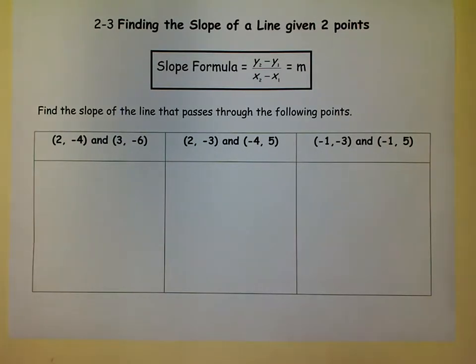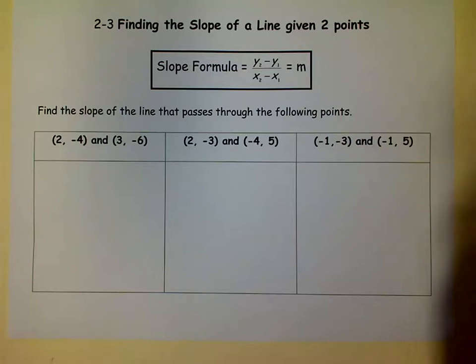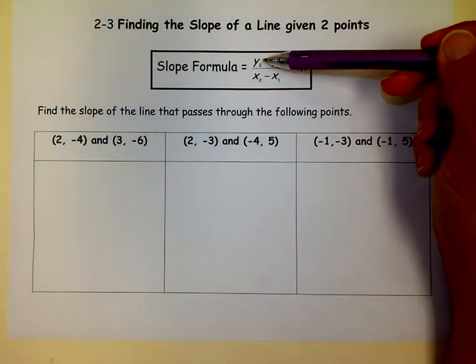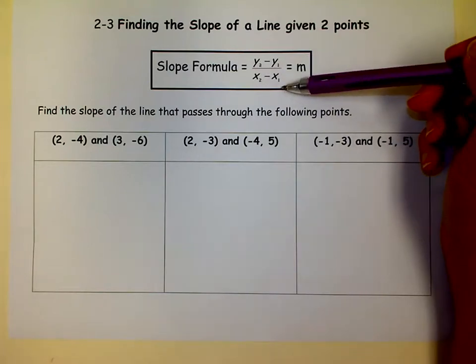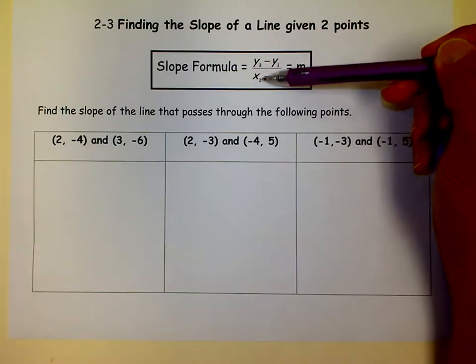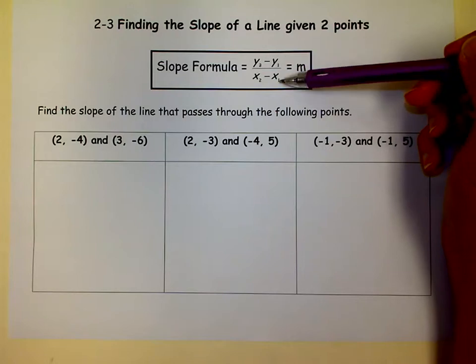we are going to find the slope of a line where they've given us 2 points on that line. And when we do that, we use our slope formula. Remember, our slope formula is y minus y over x minus x. These subscripts, these 2's and these 1's, mean which point. So this would be one point, the x and the y, and this would be the other point.